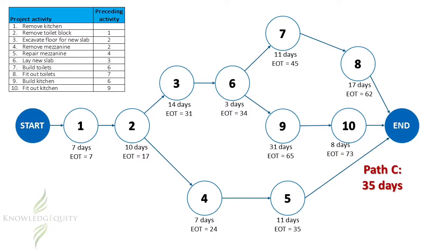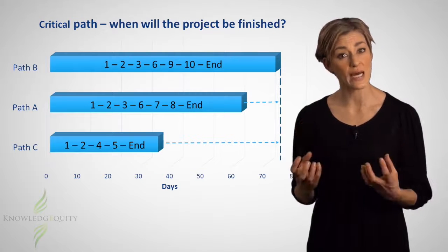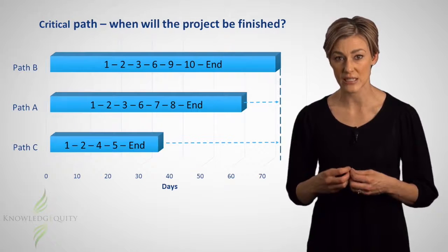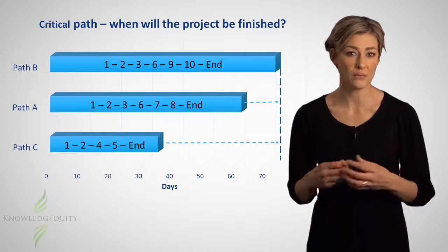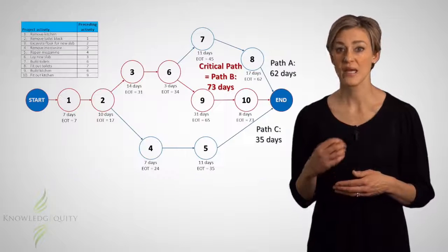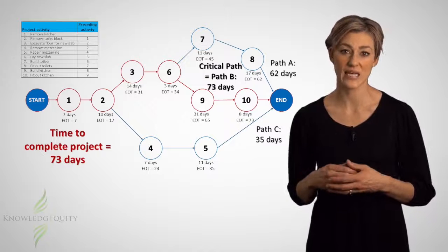Path C will finish after 35 days and Path A after 62 days, but there will still be work outstanding on Path B. So the critical path is Path B because this is what needs to be done in order to complete the whole project. Because this path will take 73 days, then this is the shortest amount of time in which the project can be completed, as the whole project will not be completed until all of the activities on this path have been done. Hence, this is the critical path and the project will take 73 days to complete.